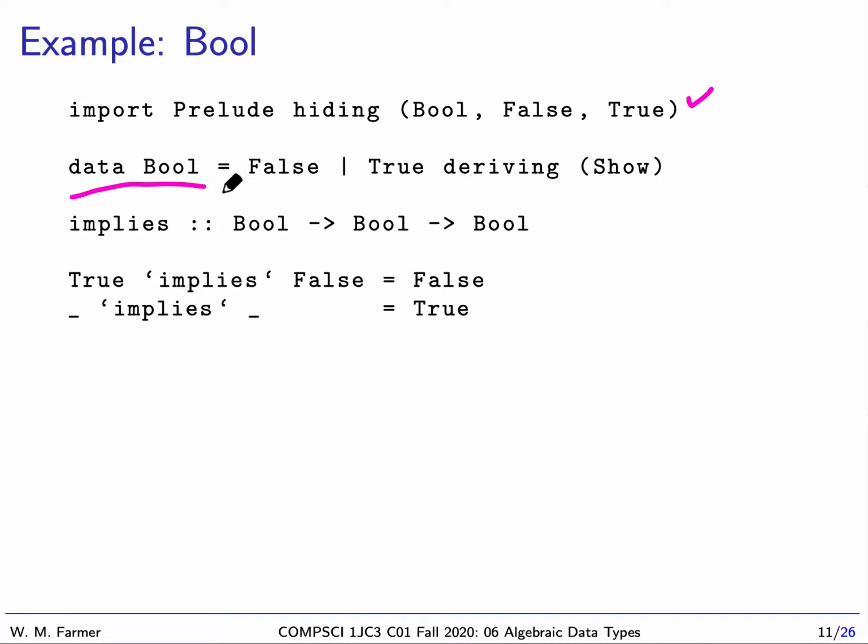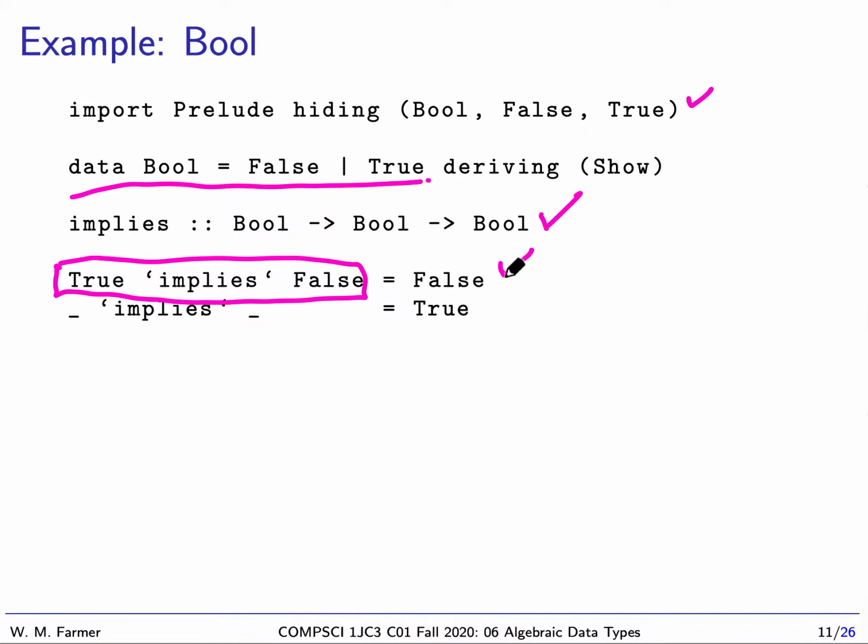So we have our definition here, just like before, and we're going to define the function implies. This is a binary Boolean operator. It's actually a curried binary Boolean operator. We've seen the truth table for this before, and we're going to define this function using pattern matching. The first pattern is right here. That's a pattern where the first argument is true and the second is false, and the value we get back for this function is false.